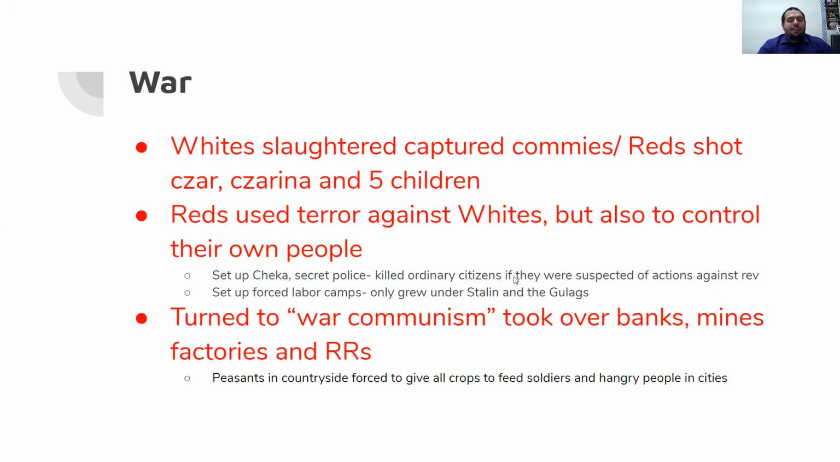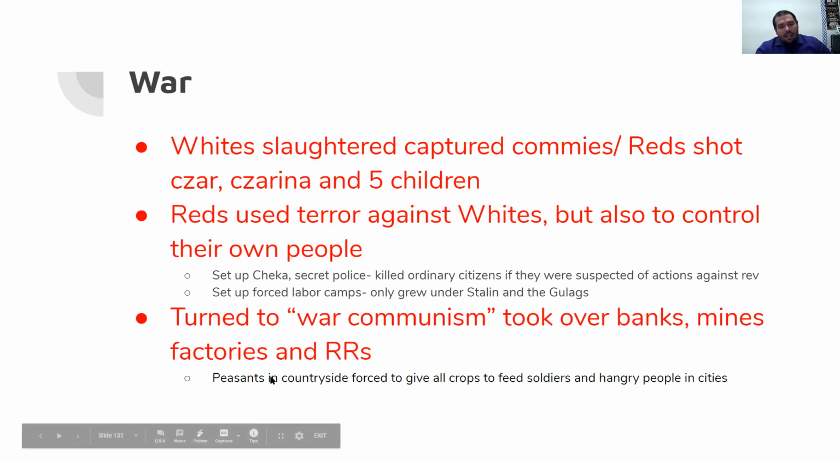Lenin and the communists are also going to set up forced labor camps called gulags, and that's only going to grow even more under Stalin. And Lenin is going to turn to war communism, in which they are going to take over banks, mines, factories, and railroads. And it's almost like the whole fruition of communism and Marxism being applied to Russia happening. Peasants in the countryside were actually forced to give up all the crops they grew to feed the soldiers and the hungry people living in the cities.